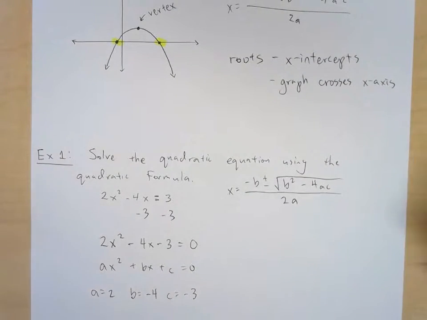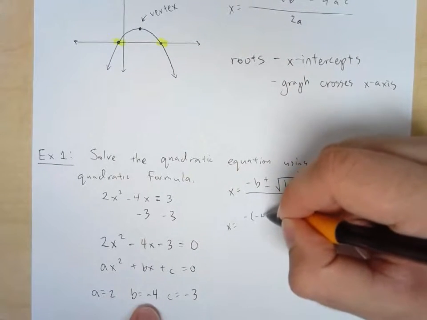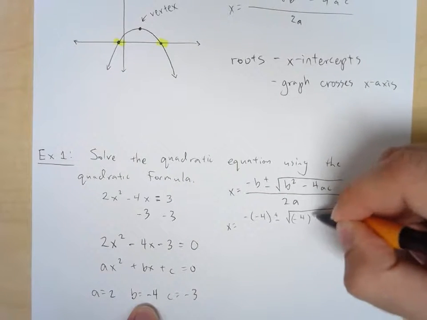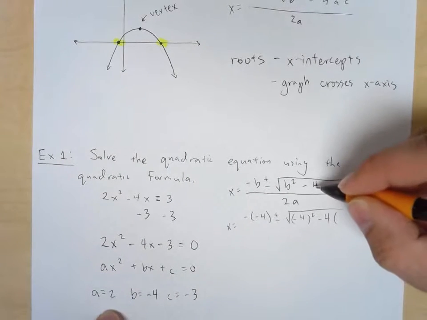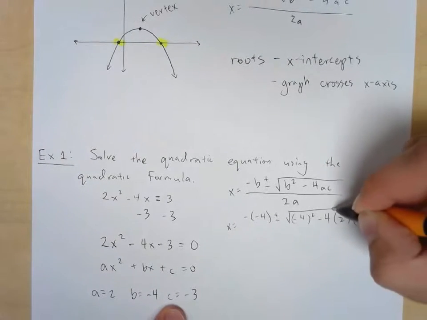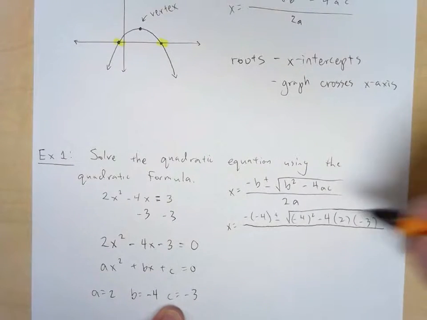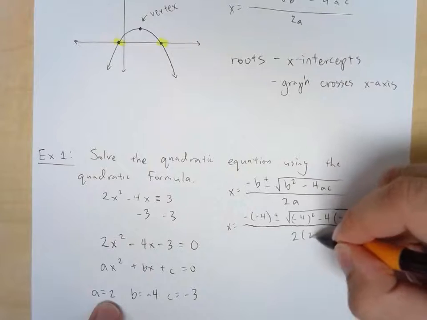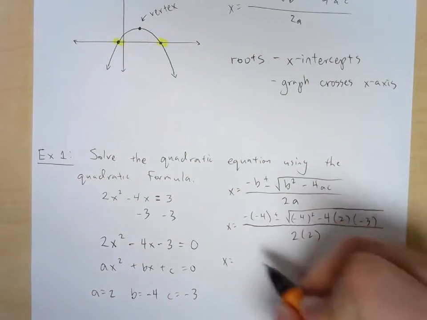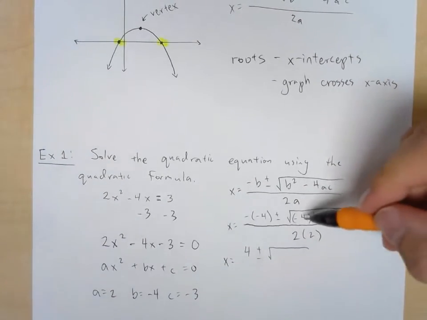Alright, so let's substitute the numbers in that we know. x equals negative, and then negative 4, plus or minus the square root of b squared, which is negative 4 squared, minus 4 from the problem times a times c. Remember to extend your line all the way across, all divided by 2 times a, which a is 2, so 2 times 2. So we're going to get x equals negative 4, we can simplify to positive 4, plus or minus the square root of, let's see, we've got 16.